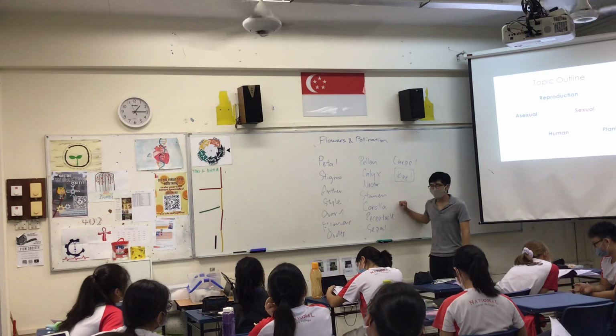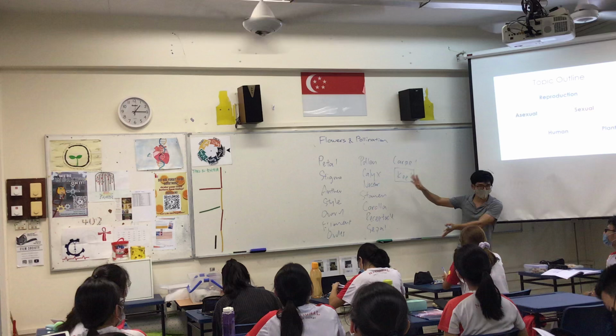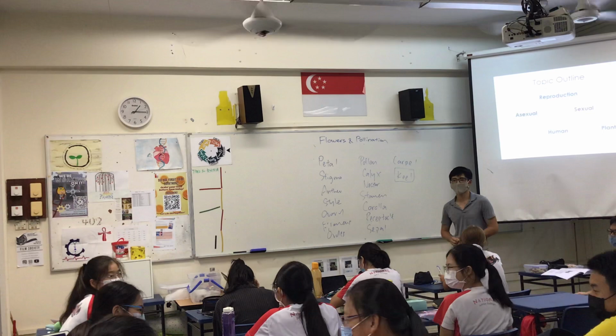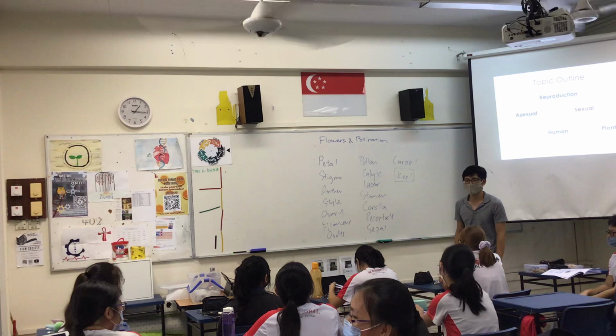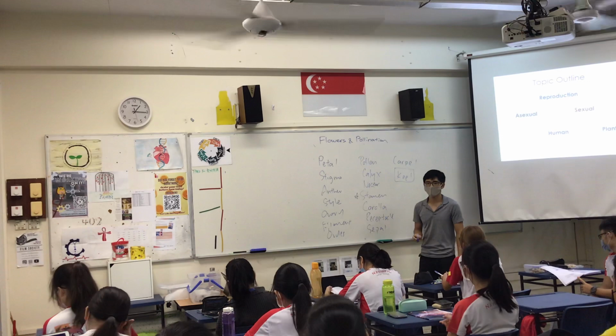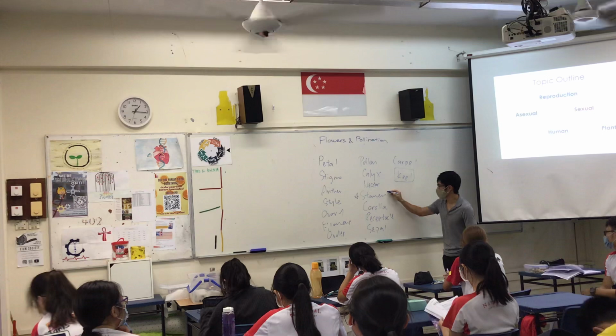Okay, let's string them together, how they are related to each other. Whatever I choose, you just pick whatever you want to use on the whiteboard to string them together. Their relationship. Any words you want to choose on the whiteboard? Stamen. Stamen, M-E-N, male. Okay, fine. Stamen, the male reproductive.